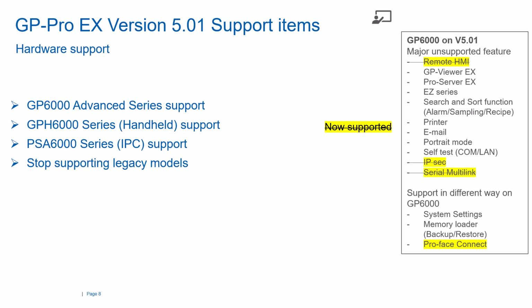Okay, moving on into the hardware support in version 5.01. In 5.01, we're now supporting the GP 6000 Advanced series. Okay, and we'll have another video that will talk about the hardware for the GP 6000 Advanced series. We are looking at also another part of the GP 6000 series, which is the handheld unit. Okay, we also have support for the PSA 6000 IPC, which has been added to the EX editor, and then we removed support for legacy HMIs that are not supported by version 5 anyway.